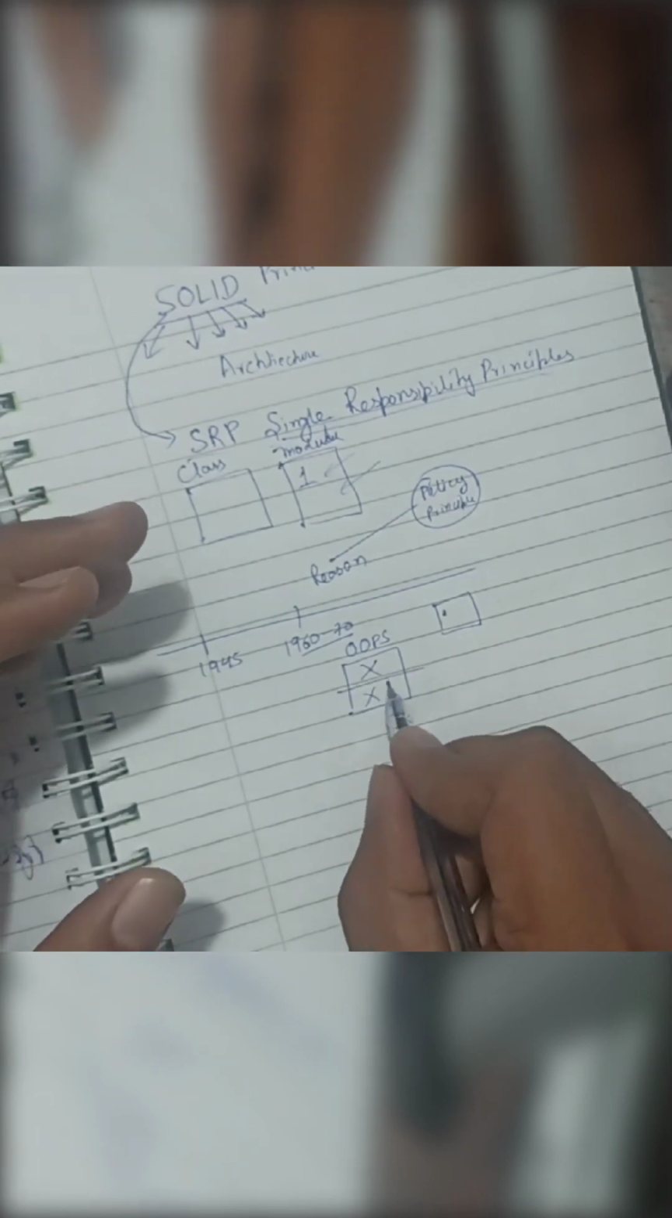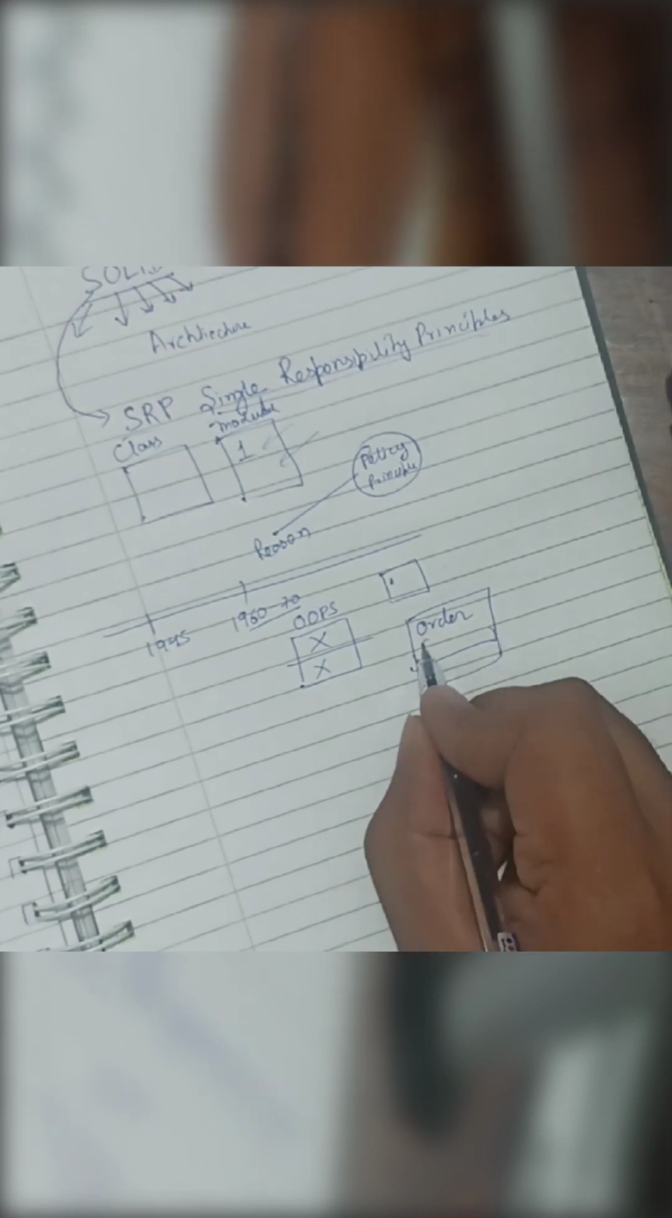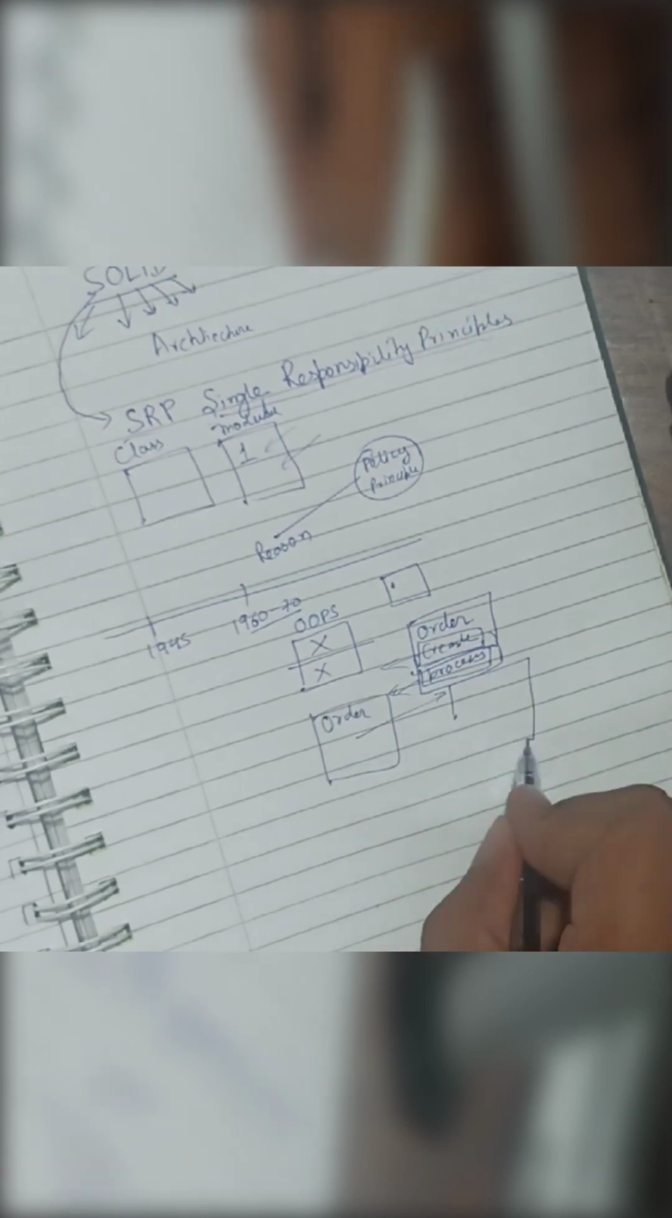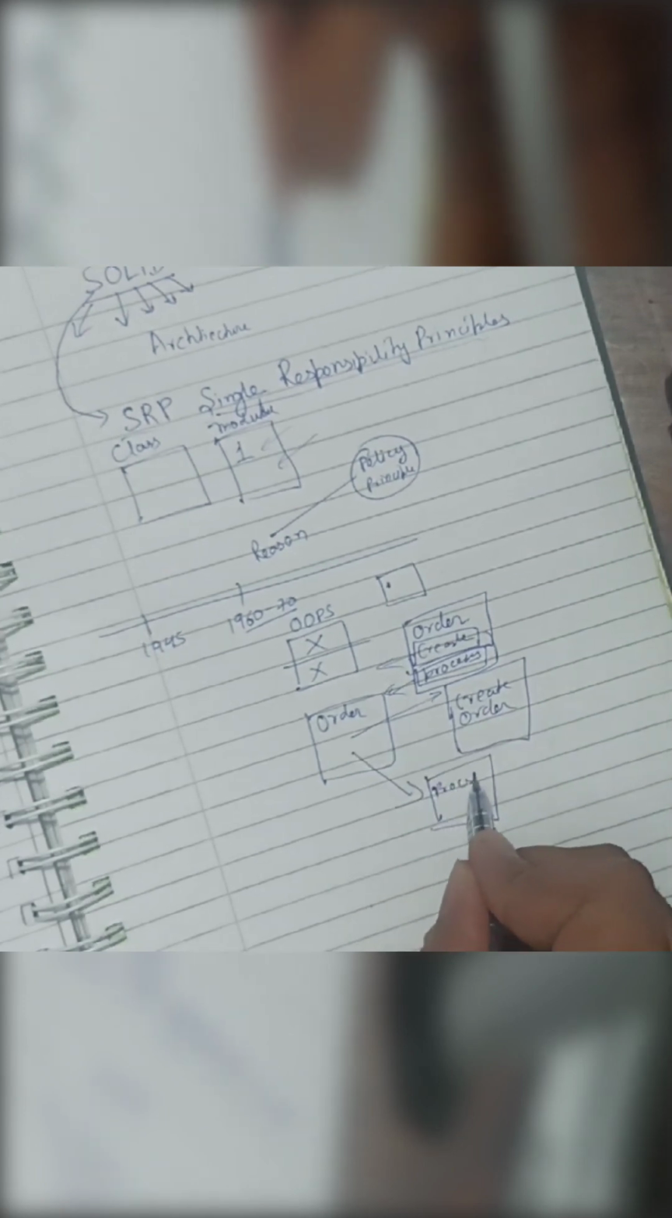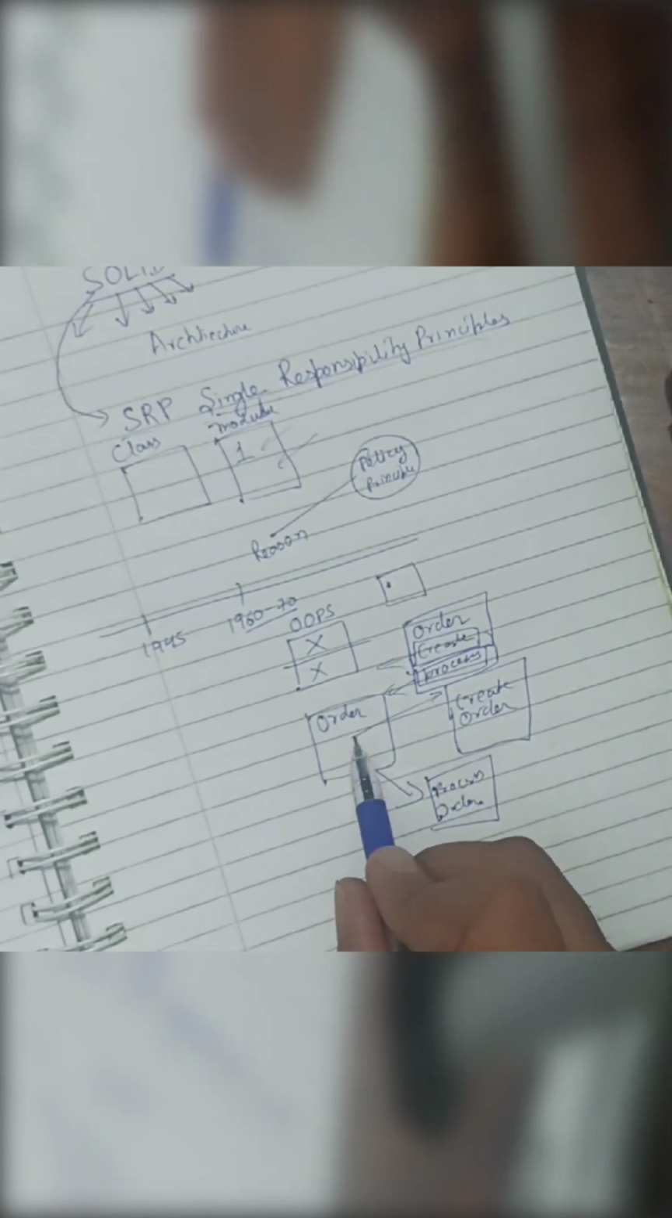Before that, let me give you an example. Say we have a class called Order. What does this class do? It creates the order and it processes the order, right? Now it has two responsibilities: creating the order and processing the order. So we can say that it's violating the SRP, and we should separate them. Instead, we can segregate these two responsibilities into different classes: a create order class and a process order class. Now it is segregated. Similarly, I can give you a couple more examples.